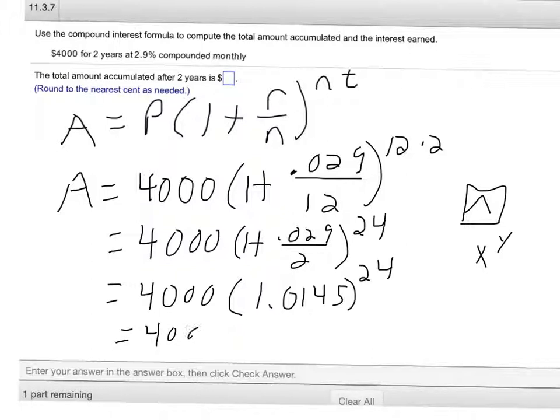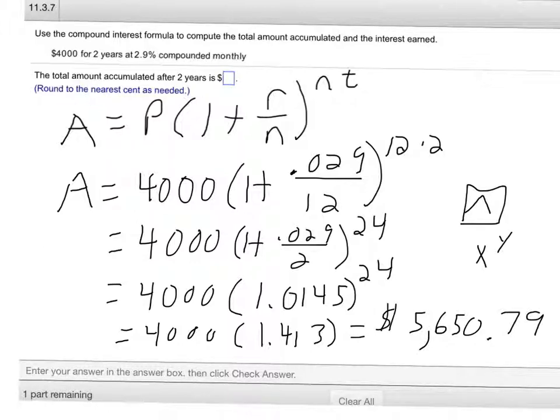4,000 times 1.41. It gives me a lot more digits. I'll just say 1.43. I'll leave the digits in there though, and I'll multiply the answer times 4,000, and I want to round it to the nearest penny. This is going to be in dollars. So it's $5,650, and then let's see, 79 cents. I round it to the nearest penny here. Next digit was a 0, so I just dropped it off. Hope this helps.